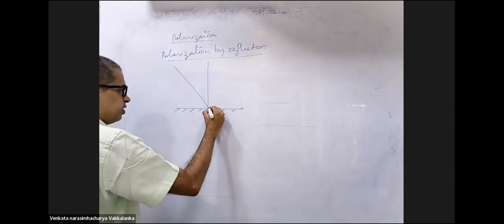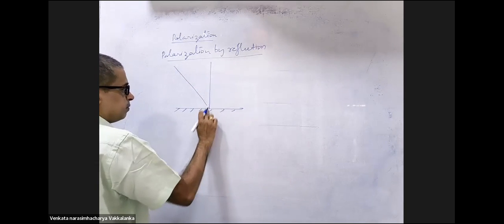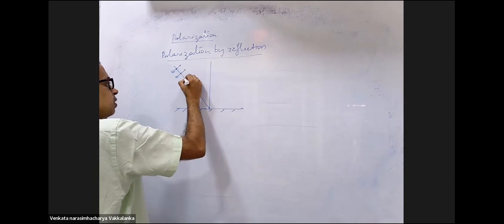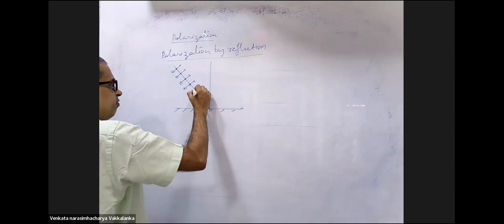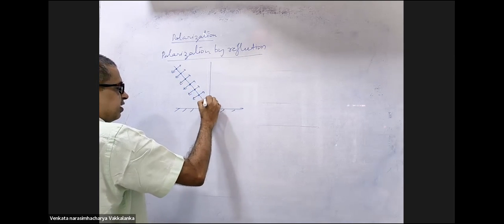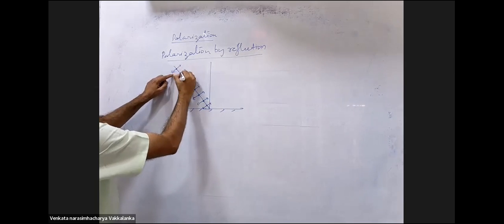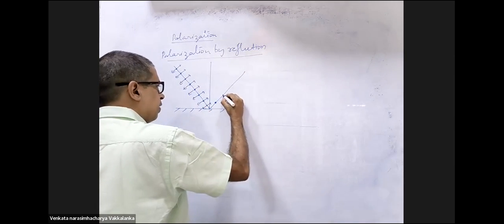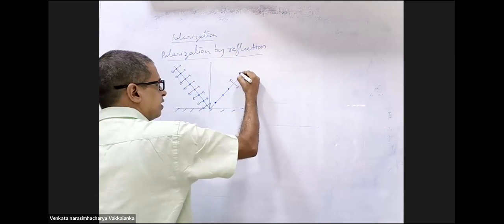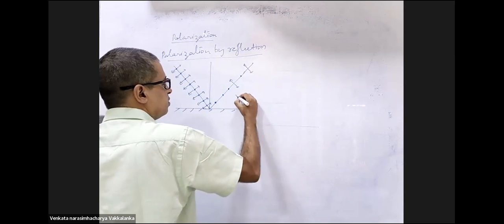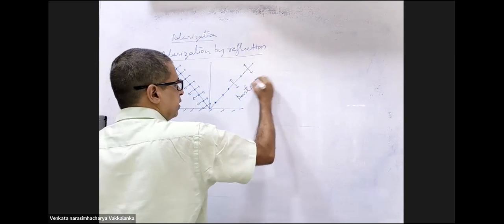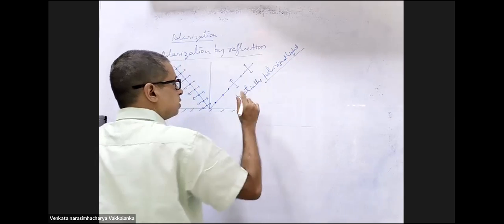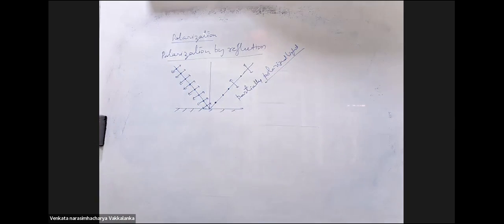Now, this was the wave which is to be reflected. You have unpolarized light falling on this plane reflecting surface. This is unpolarized light. Now, when it is reflected, you get partially polarized light. It is partially polarized.